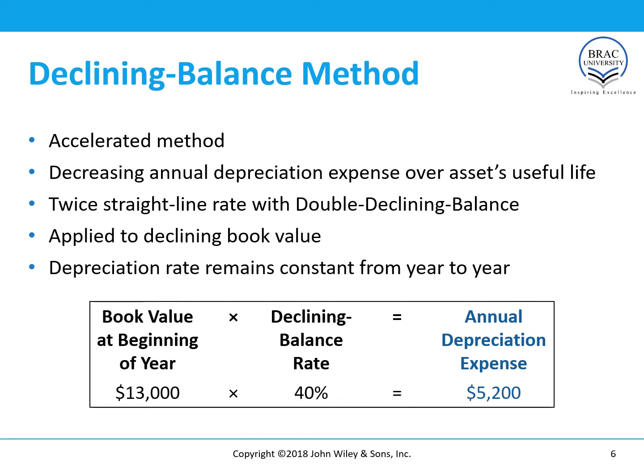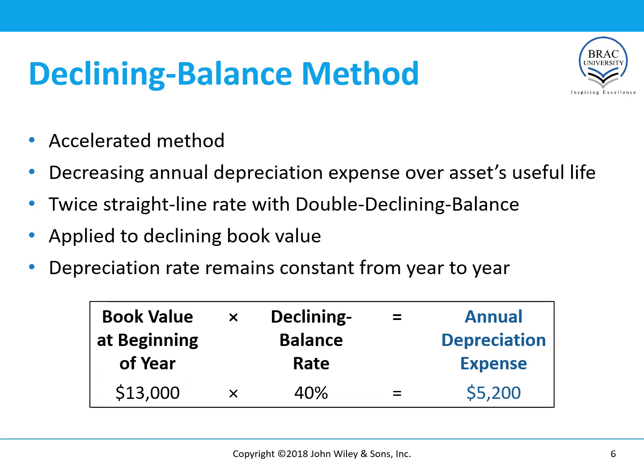So in case of the last illustration, if you can remember, the straight line depreciation rate was 20%. So if we want to know the declining balance rate in case of the same example, we just multiply 2 with 20% and we get 40% as the declining balance rate.